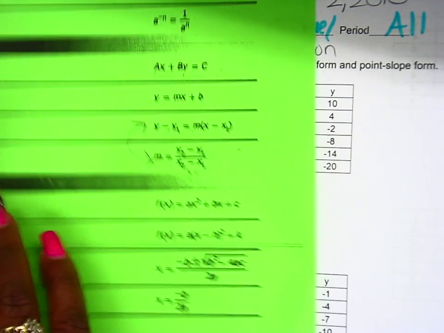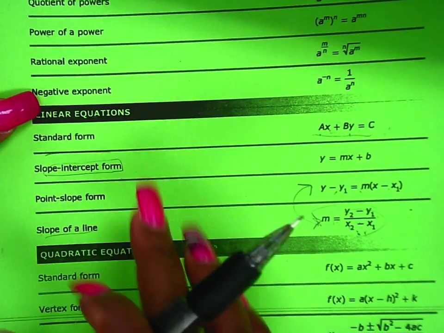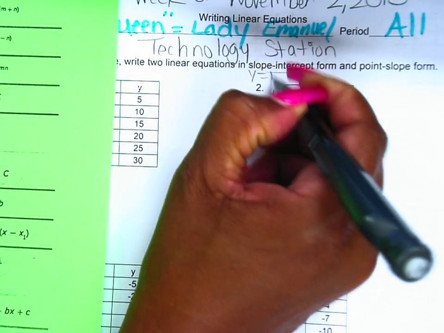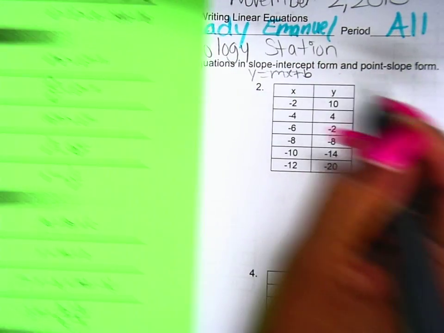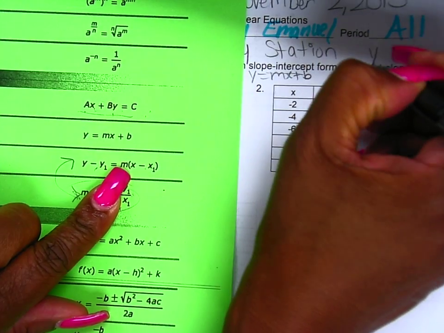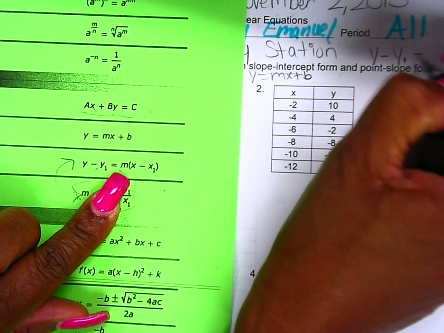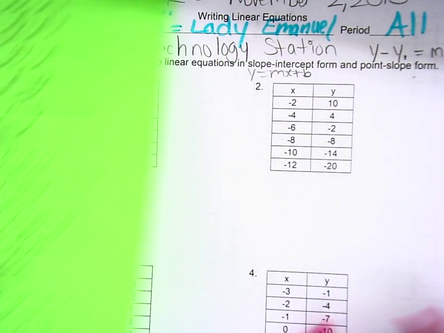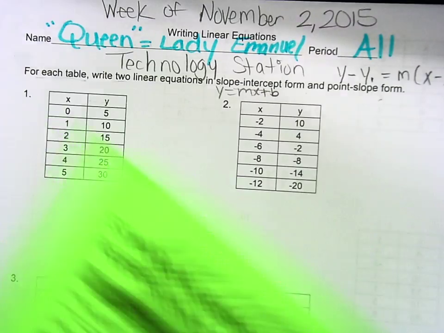Hold up, let me get my formula chart. Slope-intercept form, linear equations: y equals mx plus b. So I'm writing y equals mx plus b. And in the point-slope form, go to my formula chart. This is the chart you'll use on the EOC for Algebra 1. m times x minus x1. All I did was copy the information I need from the formula chart.